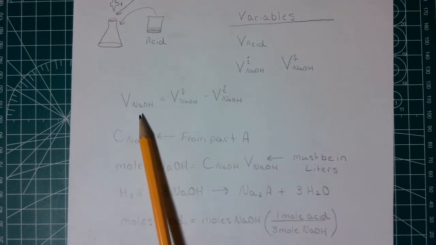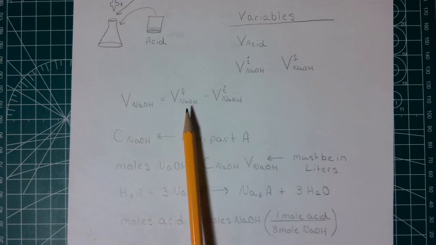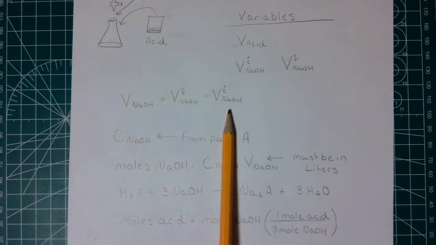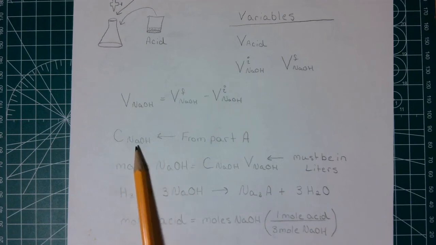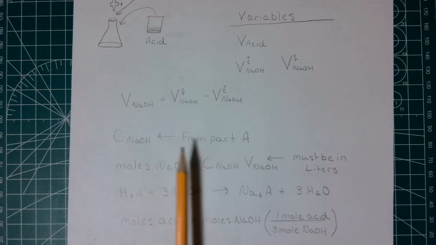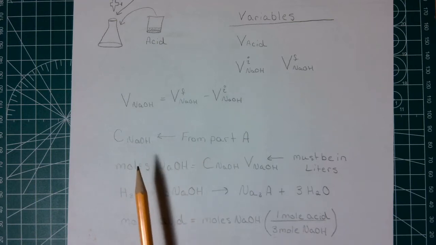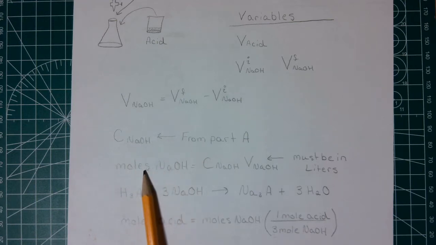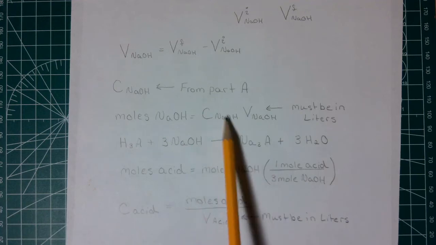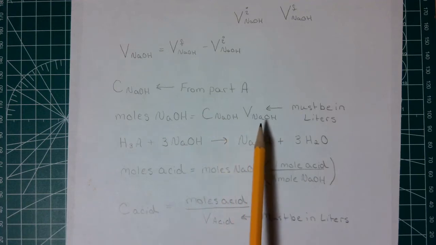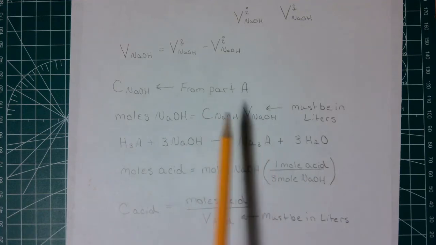To calculate the volume of sodium hydroxide we added, we're going to take the final minus the initial like we did in part A. They want you to re-put in the concentration, the average concentration we calculated from part A, into part B. We're going to figure out the moles of sodium hydroxide this time by taking the concentration of sodium hydroxide times the volume that we added up here.